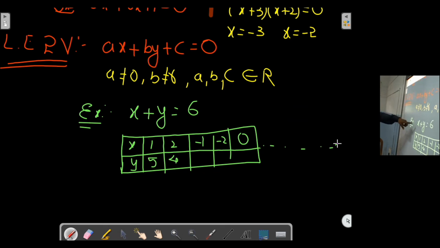This is single now. So we have to bring one pair for this equation. In that case, it will become a pair of linear equations in two variables. I think you know the meaning of pair.